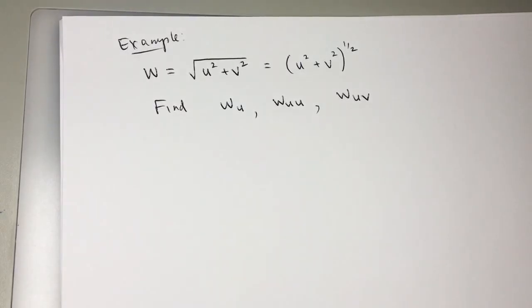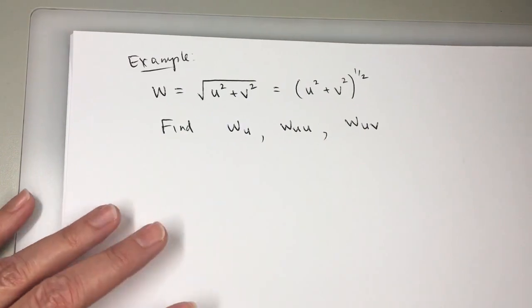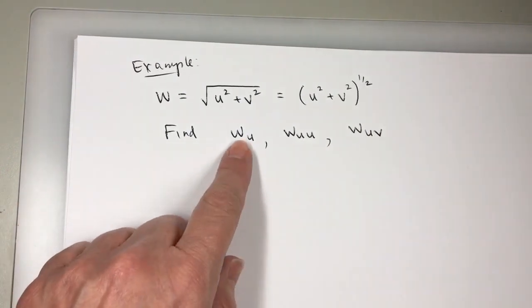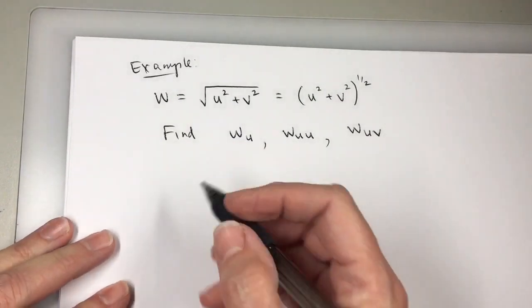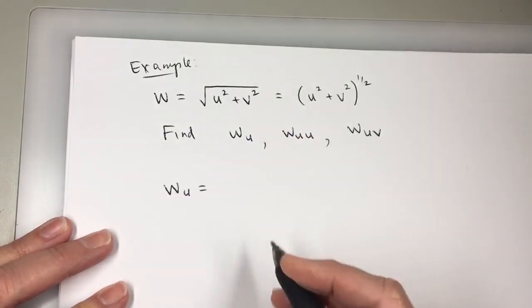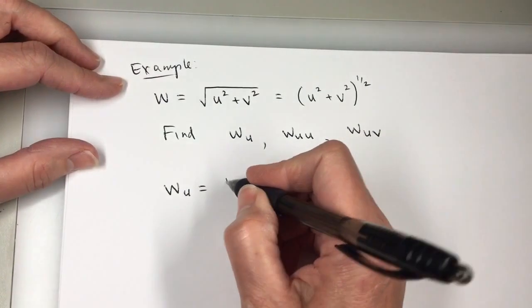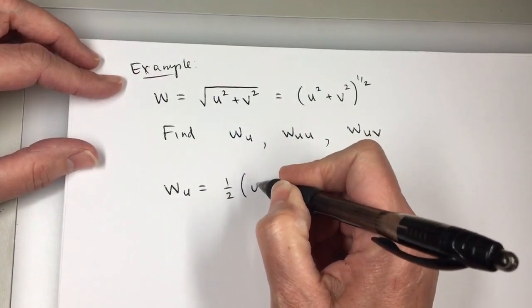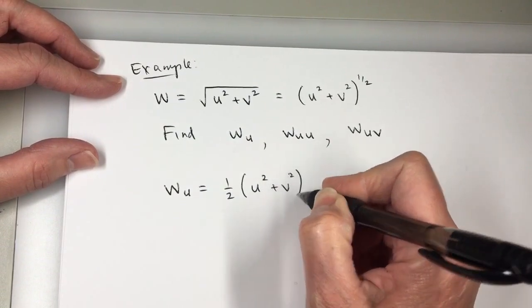So here's a problem that I want to do partial derivatives with. Let's start off with this first part. The partial of w with respect to u will be... the power rule, the 1/2 comes to the front. I'll have u squared plus v squared unchanged.